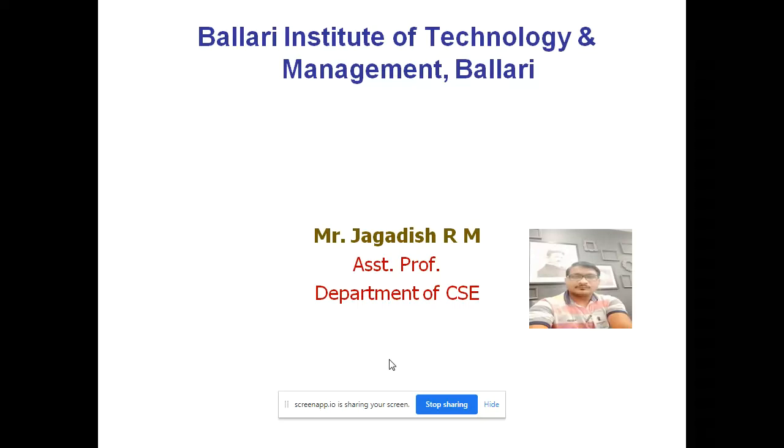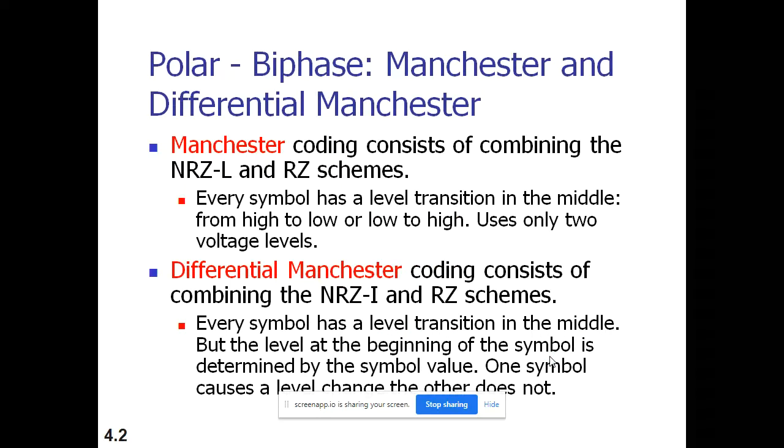So today I am going to discuss about the line coding technique. In the previous video, we have seen the line coding techniques such as unipolar NRZ, polar NRZ, polar NRZ-L, polar NRZ-I, and polar RZ. Next, in Polar, we have two more schemes. They are Manchester and differential Manchester line coding schemes.